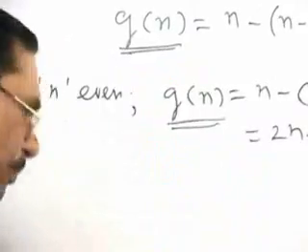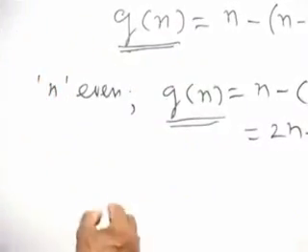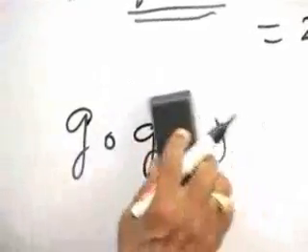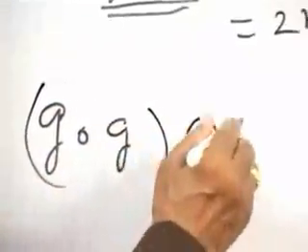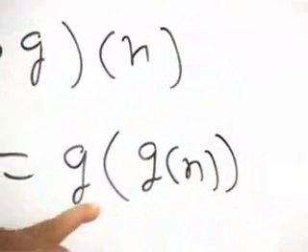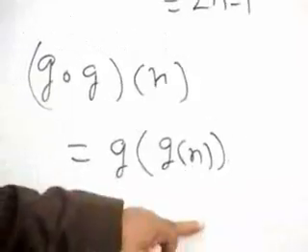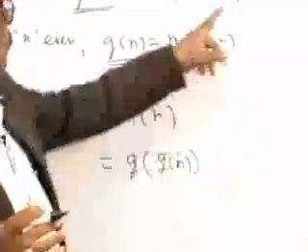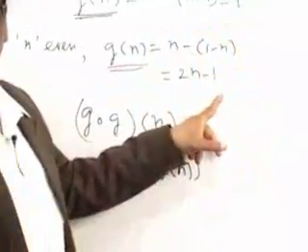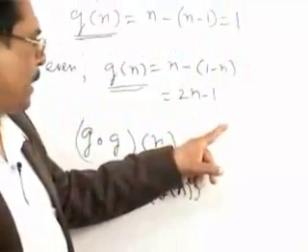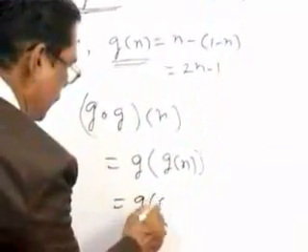Now you are asked to find out the value of g of g of n. Now look at this result. g of n, whatever may happen to n, it is either equal to 1 or it is equal to 2n minus 1. Or shall I put it this way, that is g of n is always an odd number. 1 is an odd number, 2n minus 1 is also an odd number. Therefore, g of n is an odd number.